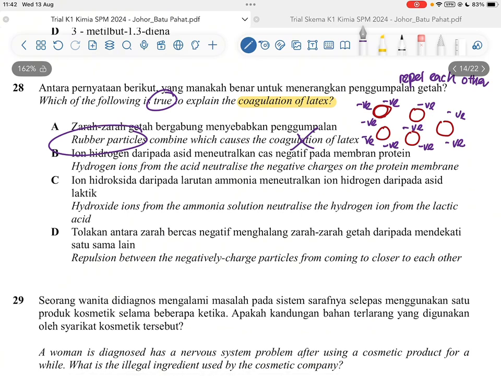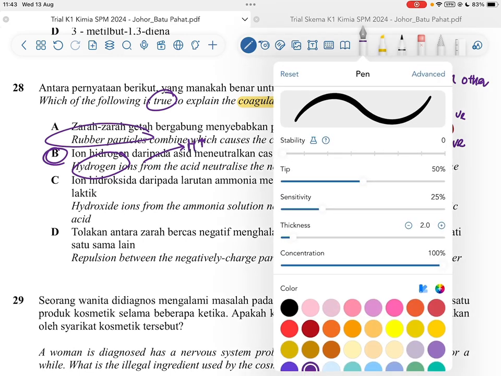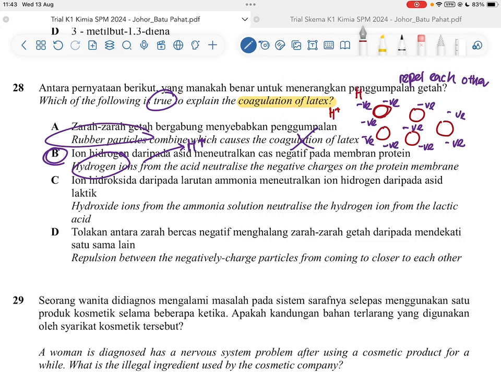Okay, B: the hydrogen ions from the acid neutralize the negative charges on the protein membrane. This is the correct statement because hydrogen ion is positive, while the latex surface carries the negative charge. So when I add more hydrogen ions into it, what compound contains hydrogen ions? For sure it is the acid. So when I pour the acid into the latex, the hydrogen ions will start to neutralize the negative charges on the protein surface. Hence the latex or the rubber will tend to clump to each other.